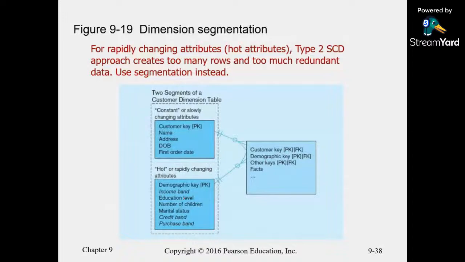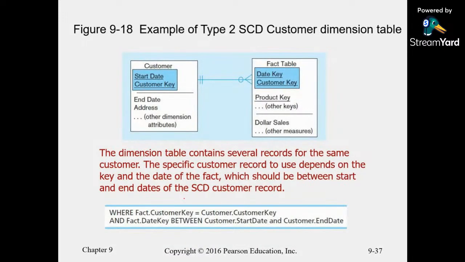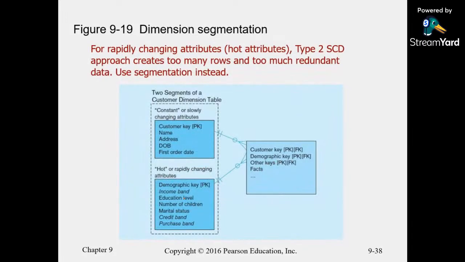Good. So this is an example of a type 2 SCD customer dimension table. You notice that in the last part we have the SQL commands for that. There's also dimension segmentation. For rapidly changing attributes, the approach creates too many rows and too much redundant data, so we use segmentation instead.